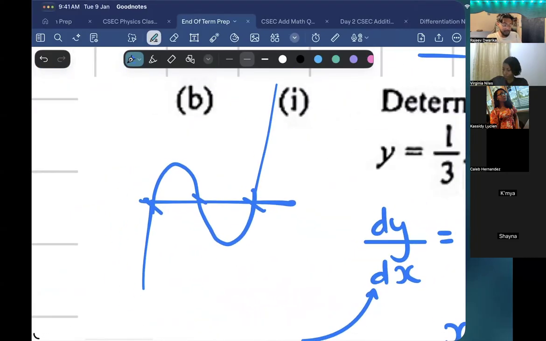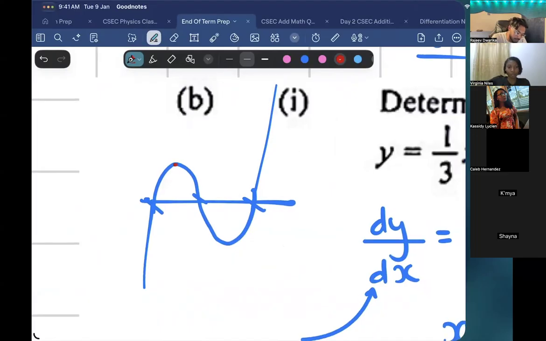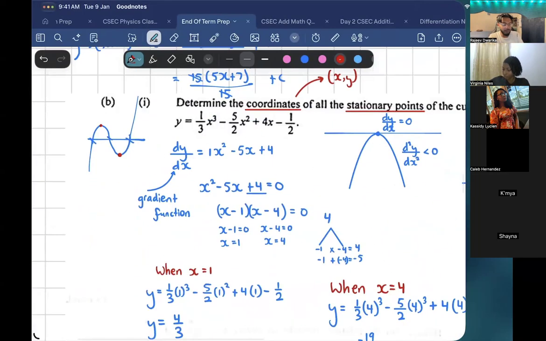Now when you look at the general shape here, what are you all seeing? A minimum and a maximum. Yeah, the maximum over there and the minimum is over here. So that's why we got two stationary points. Hope that sinks in. Again, that's why we get two stationary points, because look at the general shape of it. One up, one down.